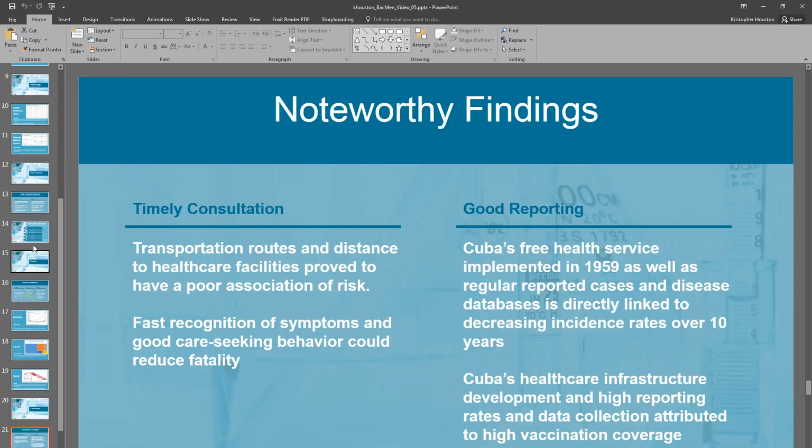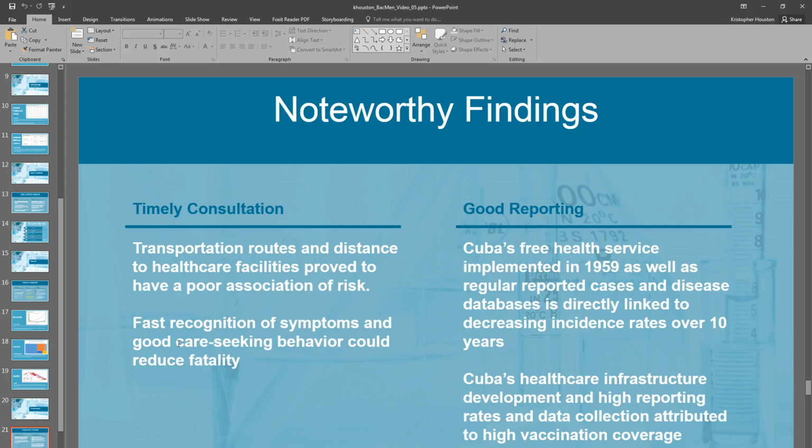So in conclusion, some of the noteworthy findings in this study: timely consultation and transportation routes were not really deemed a factor, poor association of risk. However, fast recognition of the symptoms as well as good care-seeking behavior did in fact reduce fatality over that 10-year period. Also, good reporting, Cuba's free health service, which was implemented in 1959, as well as regular reported cases and disease databases, are directly linked to the decreasing incidence rates over 10 years.